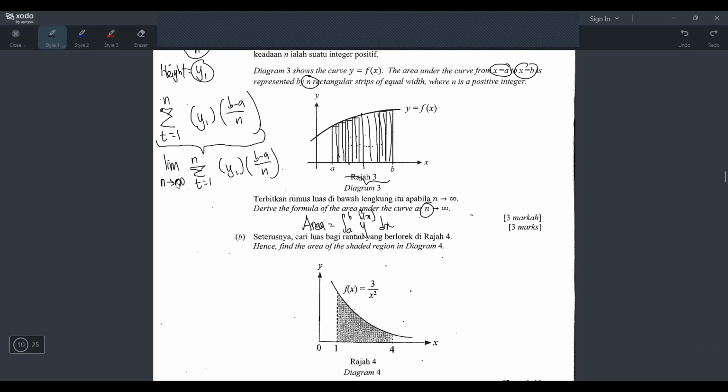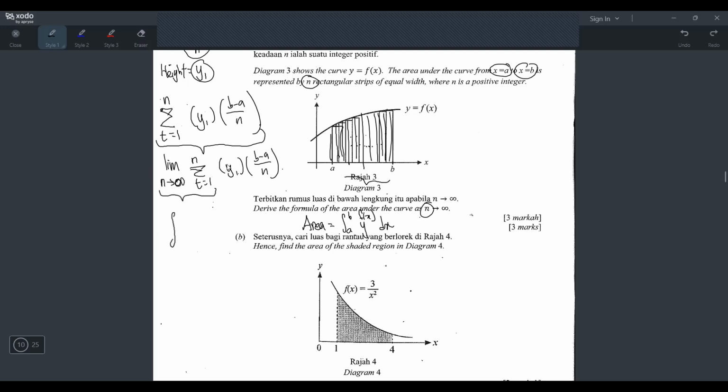When we are finding the limit as n approaches infinity, it means I'm finding the sum of rectangles from t equals 1, which is the first rectangle, until the infinity-th rectangle, because there is an infinity bunch of rectangles now. But for this, we will introduce another symbol to write it, and that is the integration symbol, which is like a letter S, but a stretched out S. This actually means sum, I'm actually finding the sum, and we use this symbol to represent it.